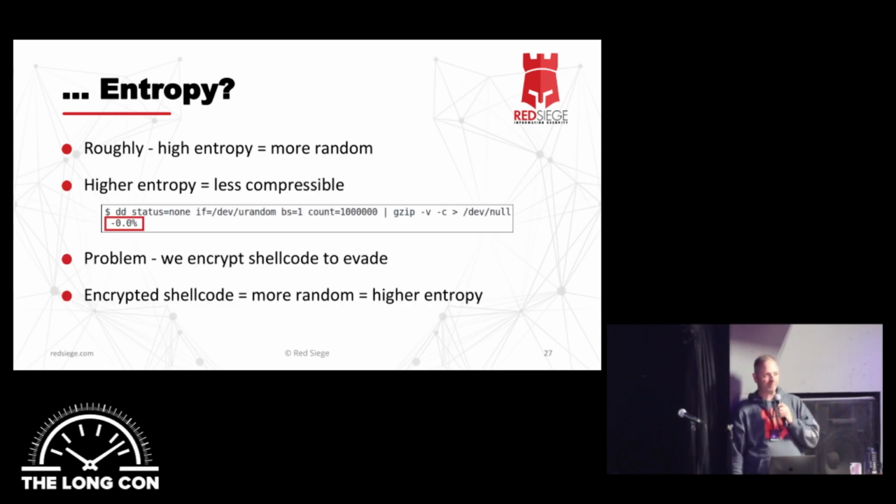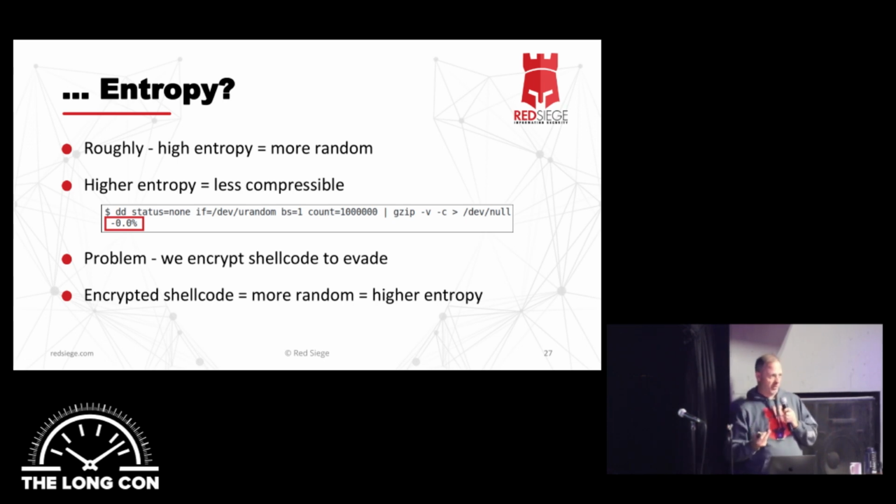So, entropy is, and again, don't throw things at me if I get this wrong, essentially a measure of the amount of randomness in something. If something is very high in entropy, we can say it is very random. If something is not very random, it's very low in entropy.